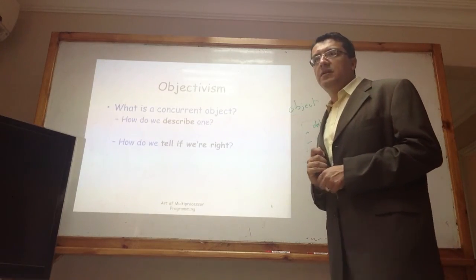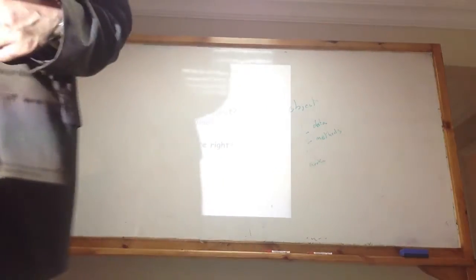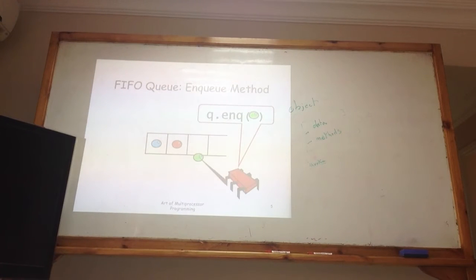So let's see how to describe one. Maybe we'll go through the animation here. They have nice things. What you see here is a queue, a FIFO queue, first in, first out, just a standard queue. This queue is the object, and you have two fundamental operations, enqueue and dequeue. In this slide you can see the enqueue operation.